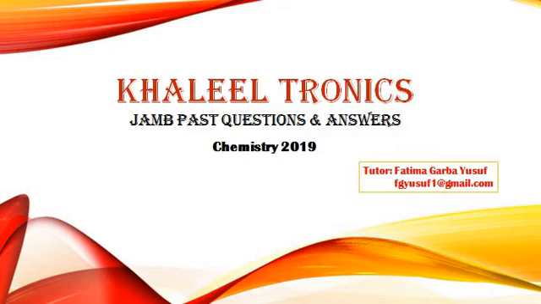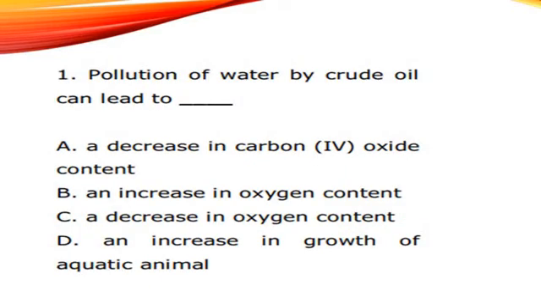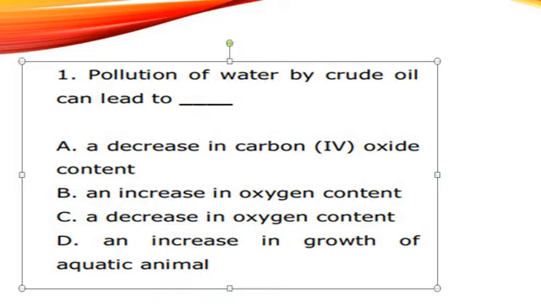The first question says, pollution of water by crude oil can lead to A, a decrease in carbon dioxide content, B, an increase in oxygen content, C, a decrease in oxygen content, and D, an increase in growth of aquatic animals. Actually, when water is polluted by crude oil, this reduces the oxygen content and even leads to the death of aquatic animals. So here we can see that our answer is C, a decrease in oxygen content.